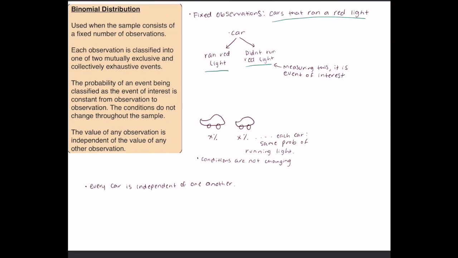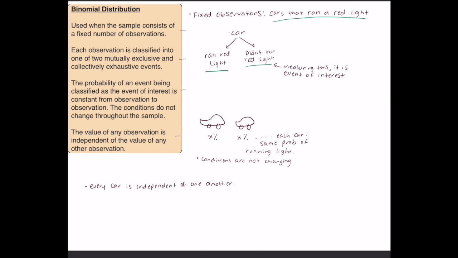Now, before we get into answering the question, let's look at why this is actually a binomial distribution based on the way the question was set up. These are the characteristics of a binomial distribution. The first one is that a binomial distribution is used when the sample consists of a fixed number of observations. In this case, our fixed observations are cars that ran a red light. So each one is individual.